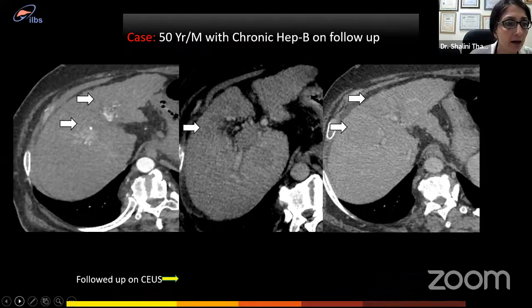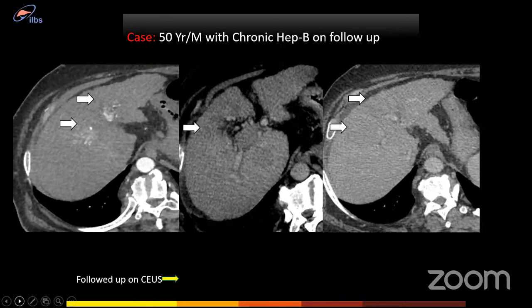Okay, I go back. Is this the one that is on? Hep B, 50-year-old male with chronic Hep B. Is that the one that is on? No. We're showing the case, 50 years, something like that. But I am moving the slide here.